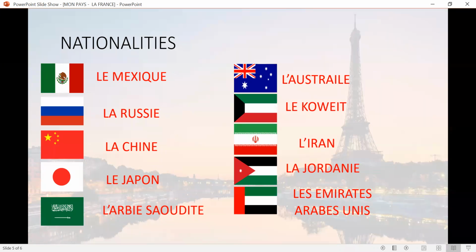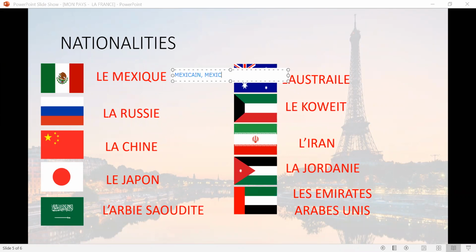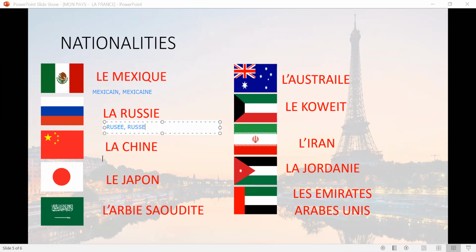The first nationality is Mexico. It's Le Mexique, and its nationalities are Mexicain, and in the feminine it is Mexicaine. Next we have, let me write these things over here, La Russie. So in the masculine it is Russe, and in the feminine we have Russe itself. It's Russia, if you want to know.